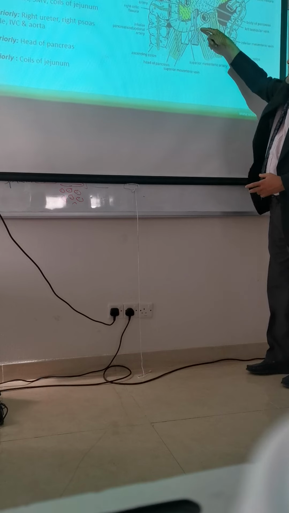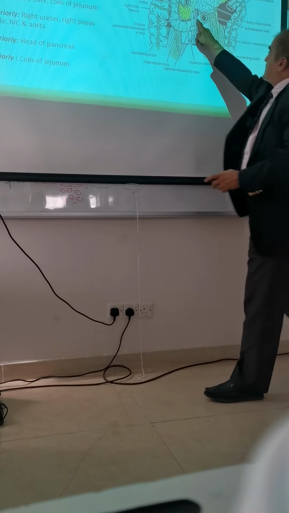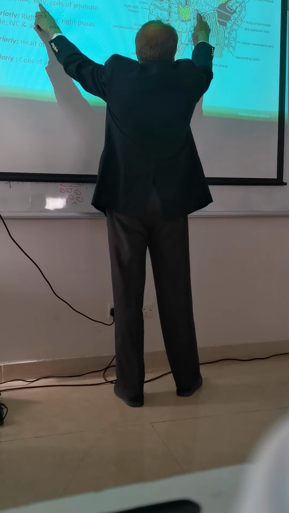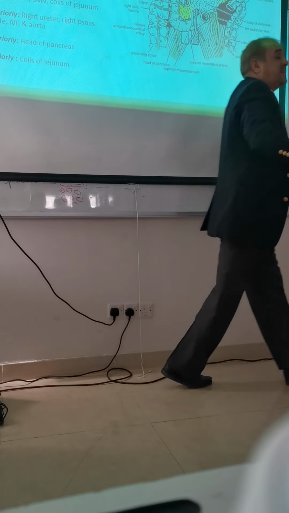Look, these vessels are here. This is the superior mesenteric artery, and the superior mesenteric vein is here. Coils of the jejunum will also be here. So anteriorly, these will be there. Superior mesenteric artery and superior mesenteric vein.